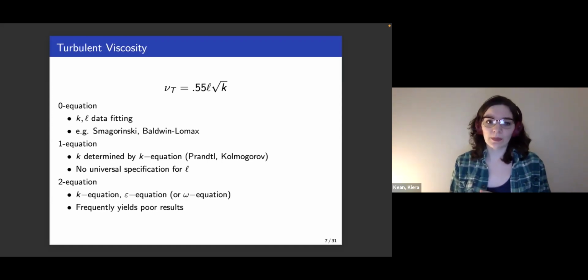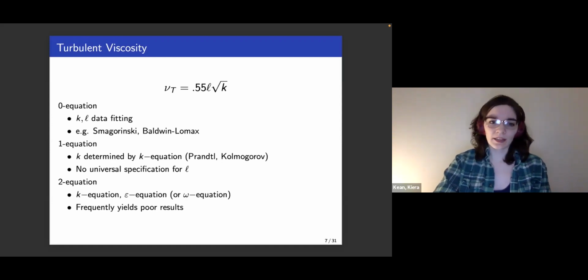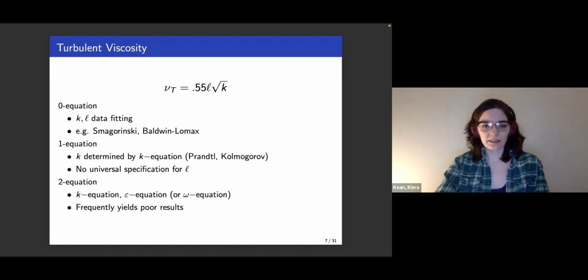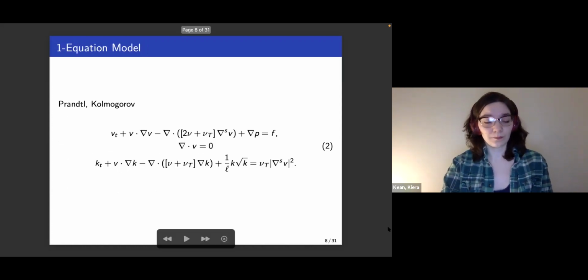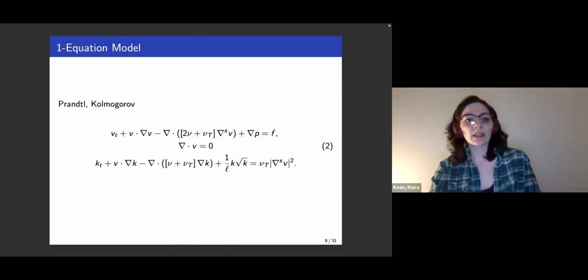We also have two equation models. So that would be the K epsilon or the K omega models. There are others as well. They can yield poor results, and they're significantly more expensive computationally. And so we'll be focusing on the one equation model, which is given here.